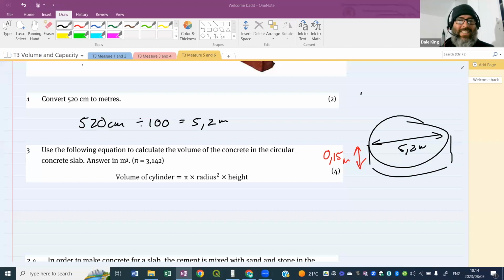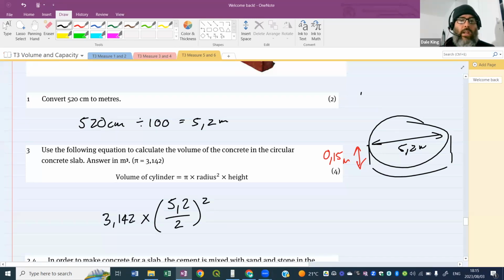I said 5.2 meters divided by 2. Yes, you must, because that dimension they gave us is not a radius, it's a diameter. The 5.2 must be divided by 2. That'll be the radius. Then you square it. It gave me 3.18. That's the answer.